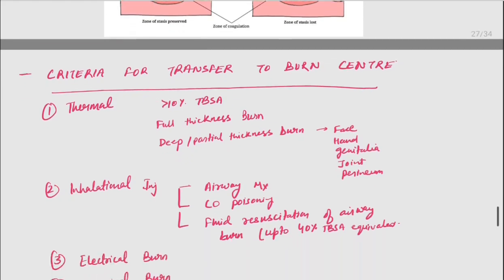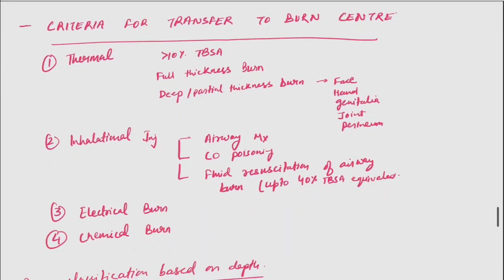Now coming to the criteria for transfer to the burn center. There are very clear criteria. The first is if it is a thermal burn and total burn surface area is more than 10%. Any TBSA with full thickness burn or deep partial thickness burn of the face, hand, genitalia, joint and perineum will require referral to the burn center.